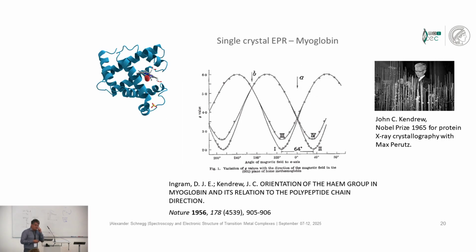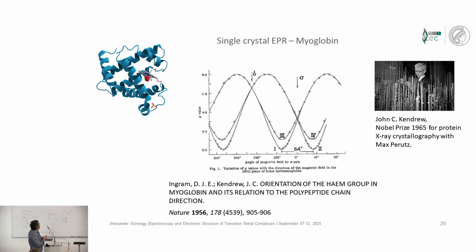This has been employed from very early on to determine information about transition metals. Here again is shown the structure of myoglobin, and this is an experiment by Ingram and Kendrew, who later received the Nobel Prize for determining the structure of myoglobin, here a bit lost in his model of myoglobin. They had these crystals available which they needed for X-ray crystallography, and did an EPR experiment where they oriented the crystals with respect to the external magnetic field and got this angle dependence of the resonance line.